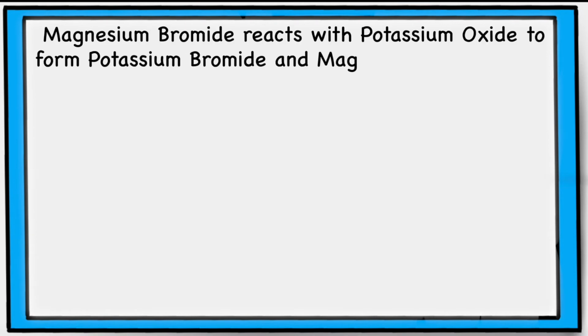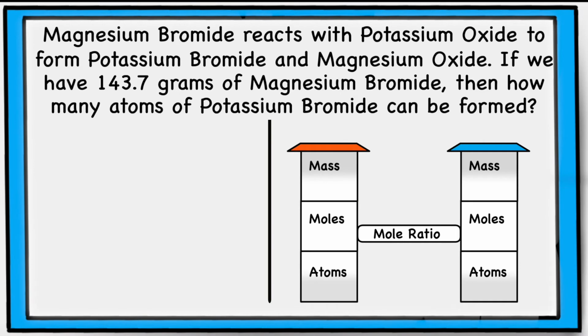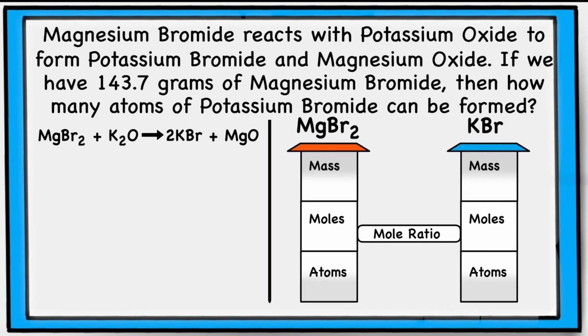Let's say magnesium bromide reacts with potassium oxide to form potassium bromide and magnesium oxide. If we have 143.7 grams of magnesium bromide, then how many atoms of potassium bromide can be formed? Our first step is going to be to balance the equation, and we get MgBr2 plus K2O yields 2 KBr plus MgO. Now we label our buildings, with the left one being magnesium bromide and the right one being potassium bromide.